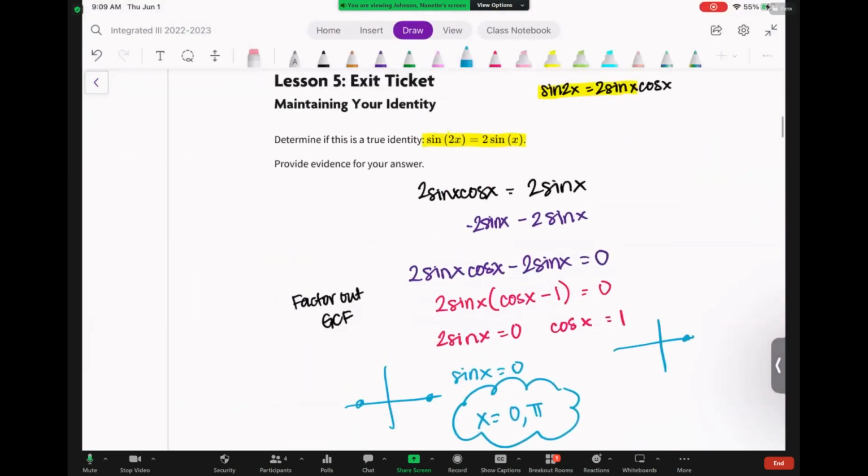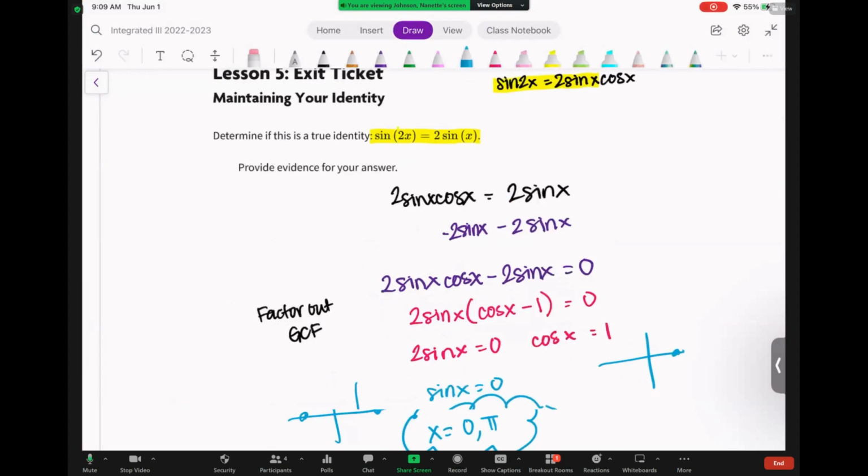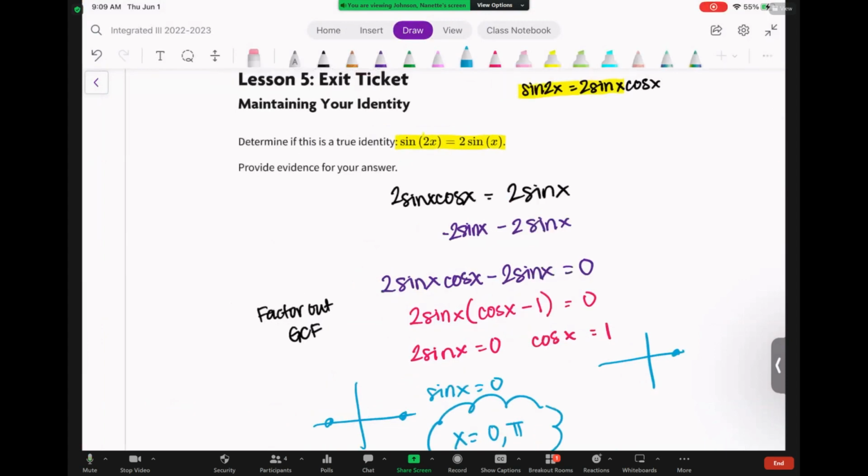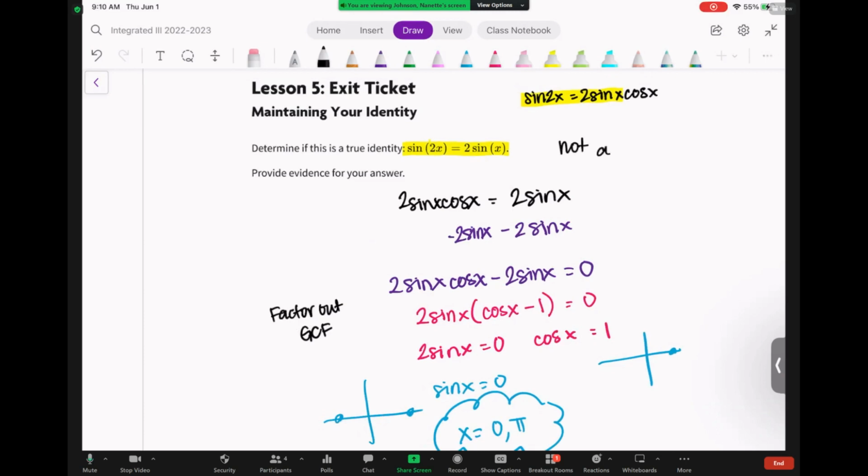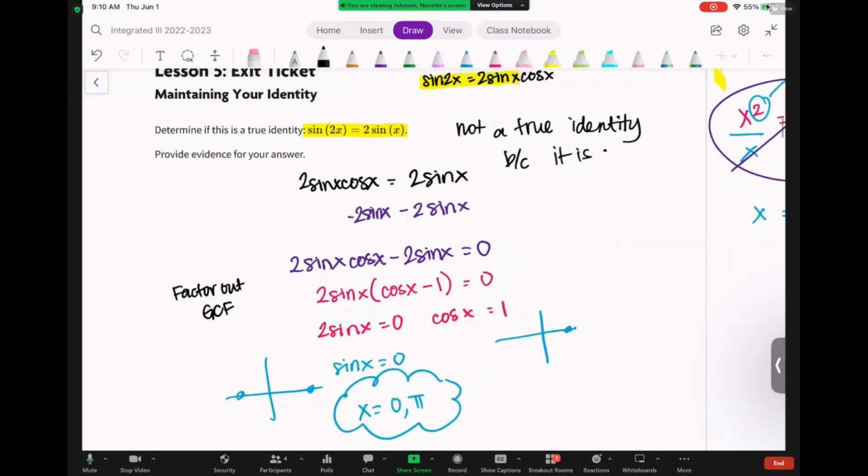Here's my algebraic proof that it is not true. So this is only an identity when x is equal to 0 or pi. So this is not a true identity. So here's my answer. Not a true identity because it is only true when x equals 0, pi, 2 pi, dot, dot, dot. Does that make sense? It's only true when we get those. Does that make sense?